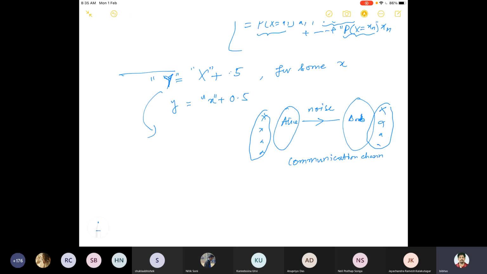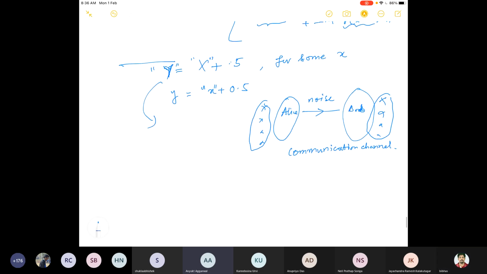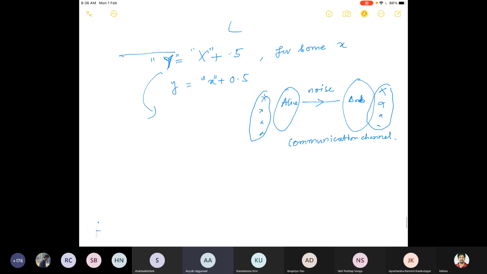Yes. Sir, is the expectation of a function of a random variable equal to the function of the expectation of that random variable? So let's say a random variable has expectation 5. So the expectation of f of the random variable would be equal to f of 5.